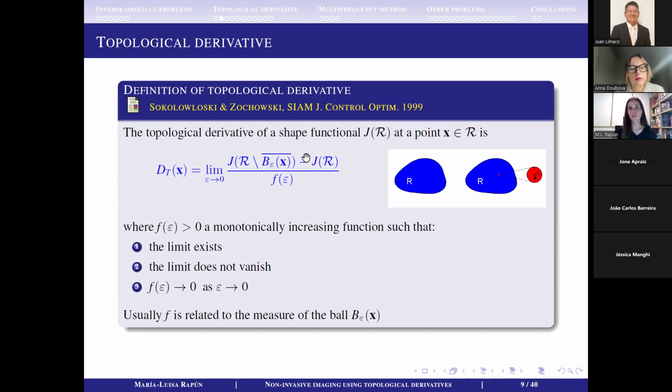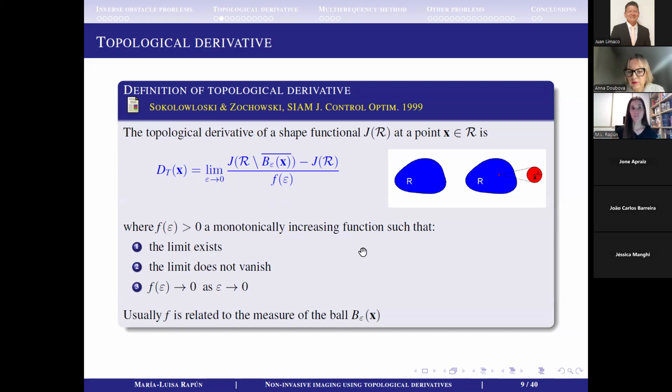So if you perform an asymptotic expansion of this difference in the numerator, then you can see how this behaves in comparison with epsilon. Then the topological derivative is defined as the limit when epsilon goes to 0 of this difference divided by some positive function f, which is selected after looking at this difference in such a way that this limit exists and does not vanish. This means that it's not equal to 0 everywhere, and f tends to 0 as epsilon goes to 0. Usually this function is nothing but the measure of the ball.